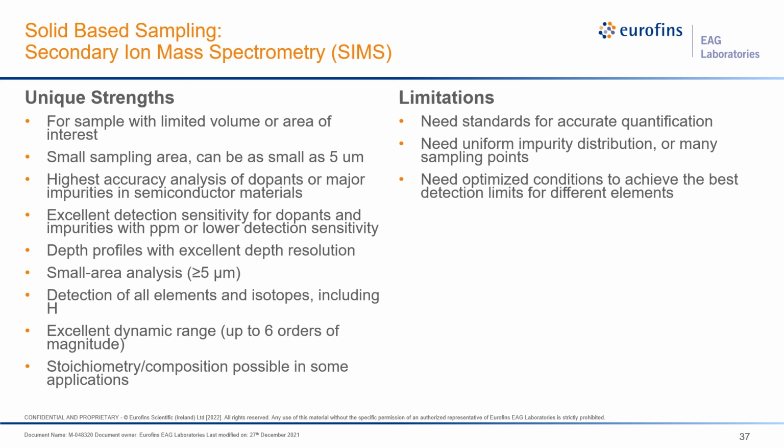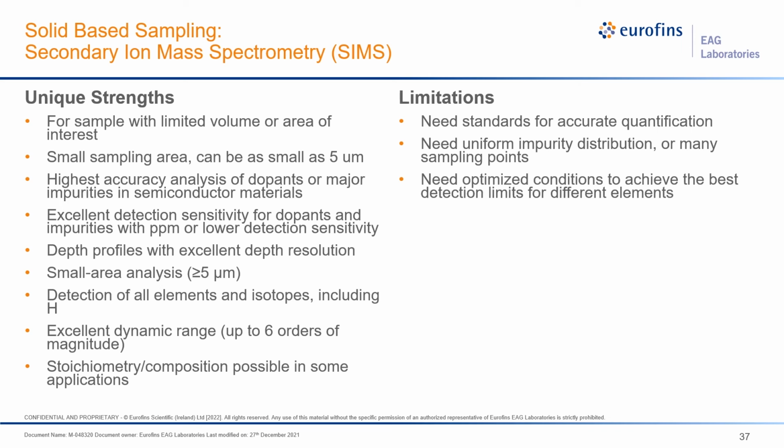Its unique strengths are that it's excellent for samples with very limited volume or very small area of interest. It has the highest accuracy analyses of dopants or major impurities in semiconductor materials. Excellent detection sensitivity, excellent depth resolution, detection of all elements and isotopes, so full periodic coverage, including hydrogen. It has a wide dynamic range, and it is possible as well in some cases to provide stoichiometry information.